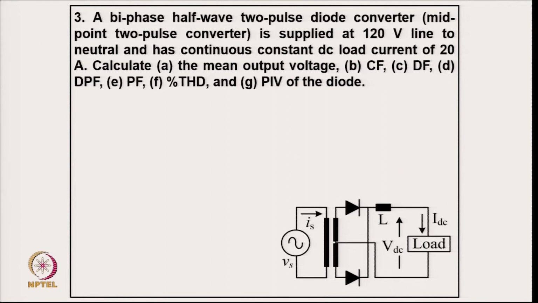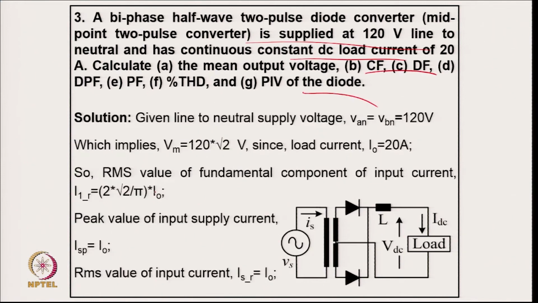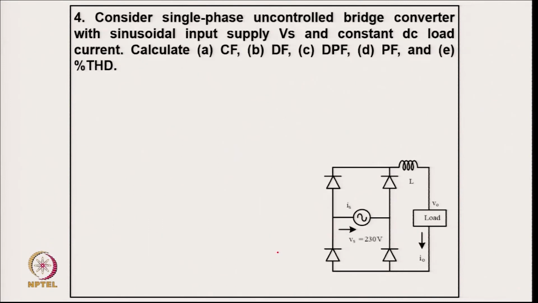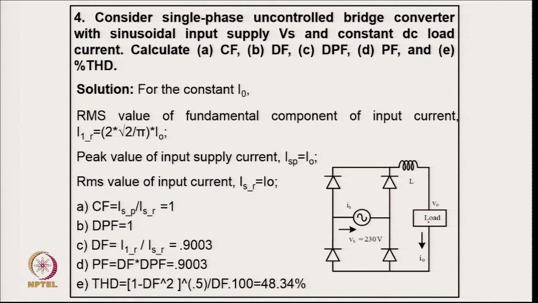So, coming to the third example, a biphase diode bridge rectifier with a 2-phase DC current, and with this data also you can do the calculation, and the crest factor comes to 1 because of the square wave current, and the distortion factor is 0.9, displacement factor is 1, power factor is 0.9, and TAD is 48% of course. Now, coming to this bridge configuration, the data is given here. So, you can find out the crest factor is 1 because of square wave current, distortion factor is 0.9, power factor is 0.9, and the TAD, of course because of the square wave, is 48.34.